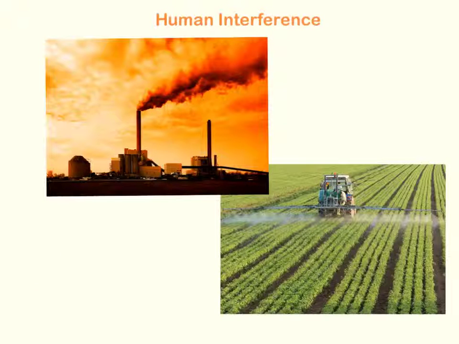Humans interfere with the nitrogen cycle by burning fossil fuels. This can lead to increased nitrogen in the atmosphere. Also, using fertilizers can increase nitrogen in the lithosphere.